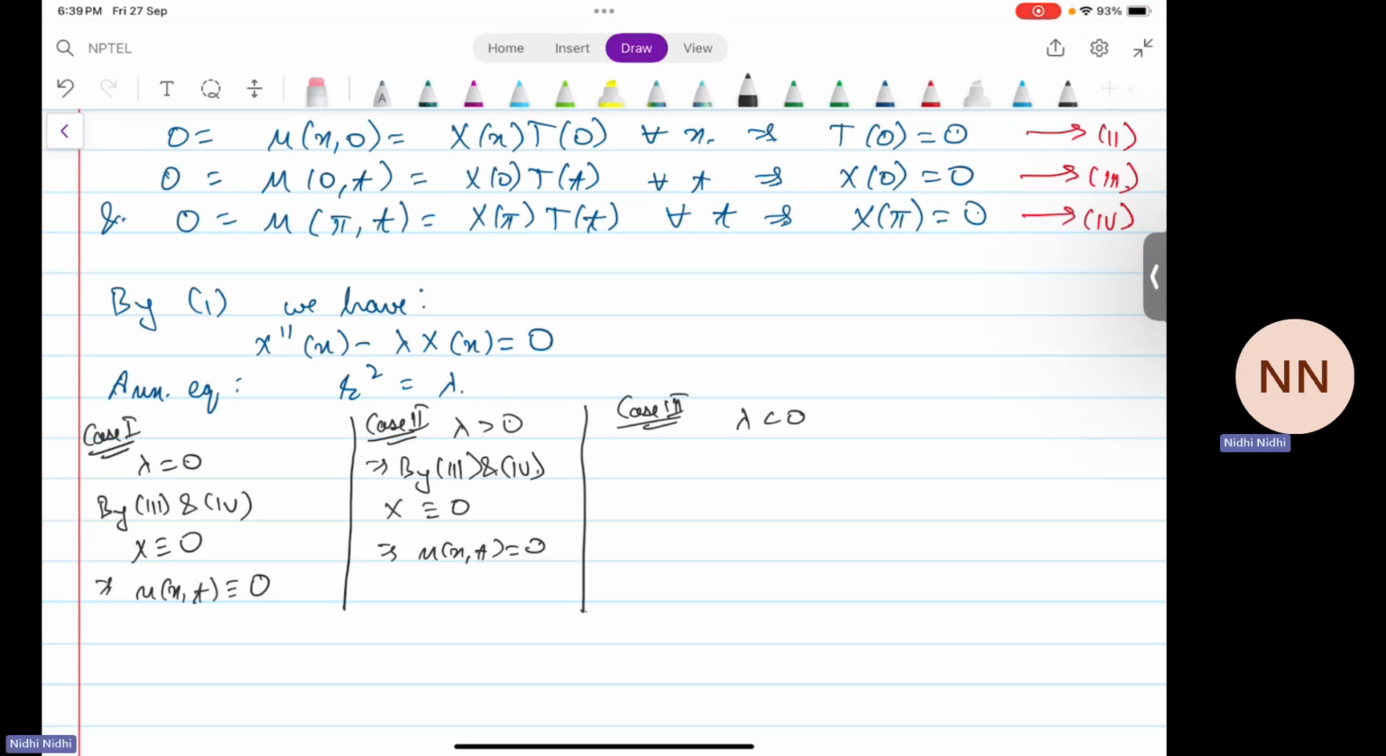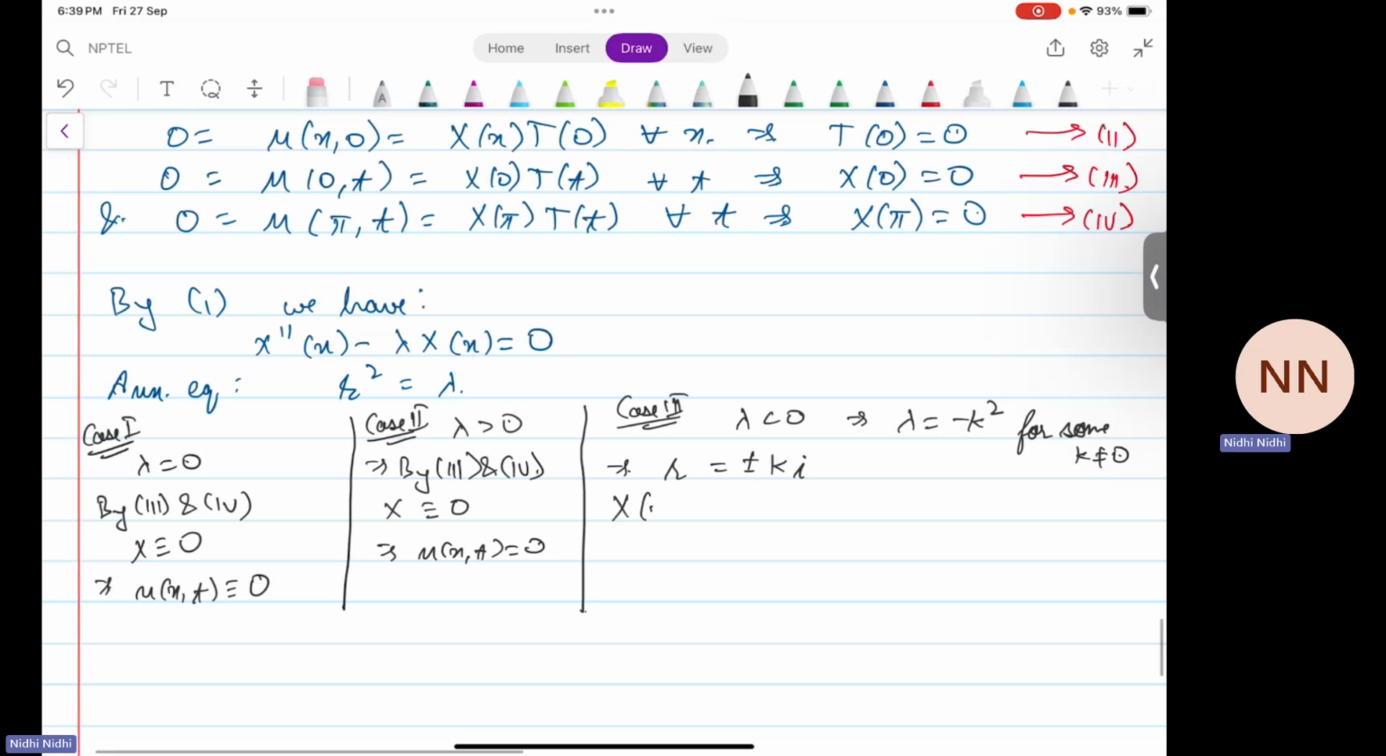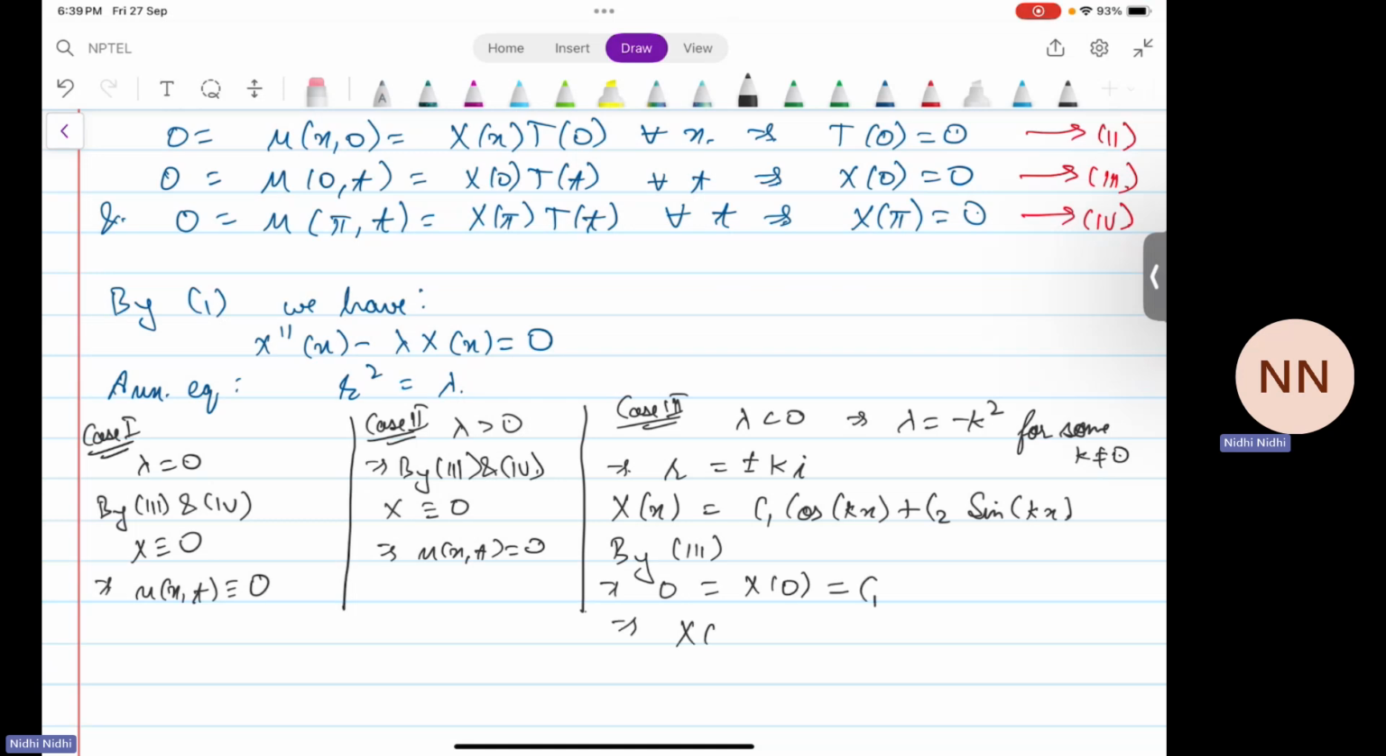I will take lambda to be minus k square for some k non-zero. That will give us r is equal to plus minus k iota, and hence X(x) is equal to c1 times cos kx plus c2 times sin kx. Now by third we have 0 equals to X at 0, which is c1. This implies X(x) is just c2 times sin kx.